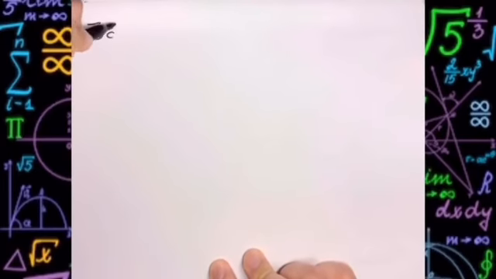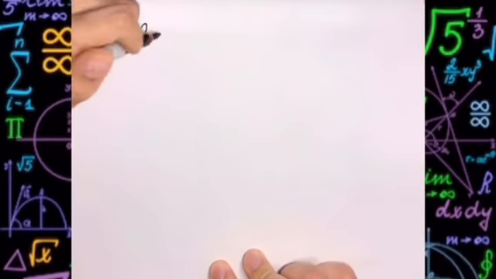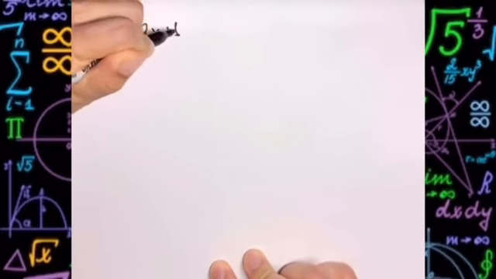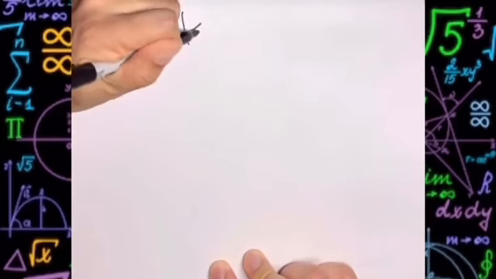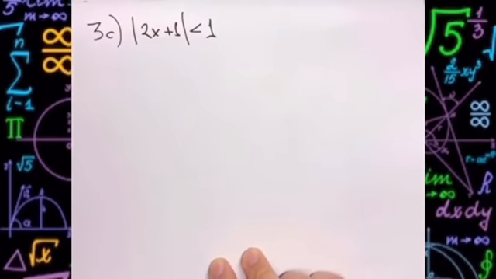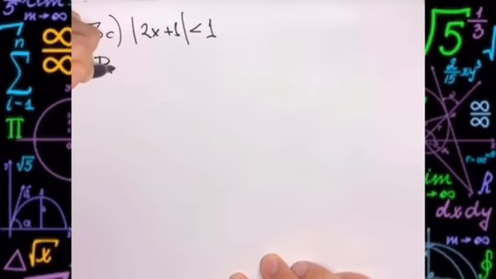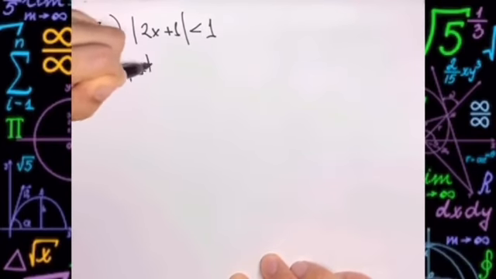Finally, our third warm-up exercise for the day. It's going to have a multiplier on the variable, but it's going to be pretty much along the same lines. So we're going to have the absolute value of 2x plus 1 less than 1. What are we going to do to solve this? Well, we're going to use the same property of absolute value.